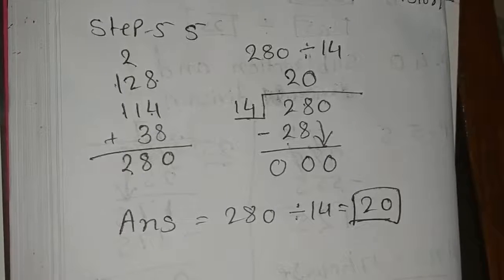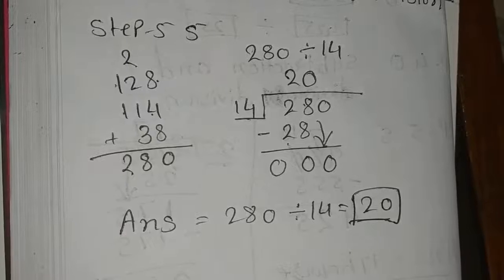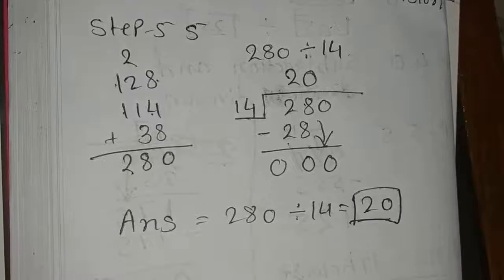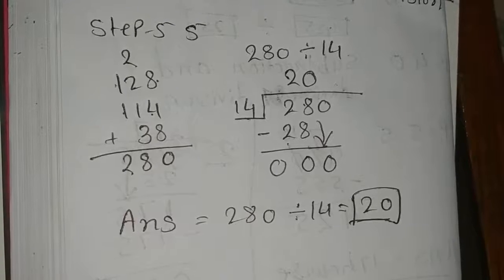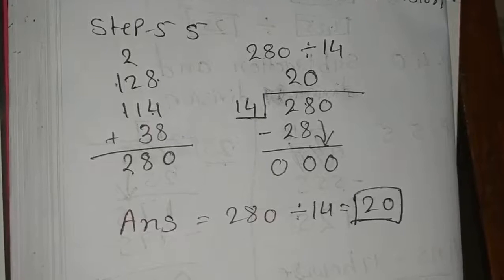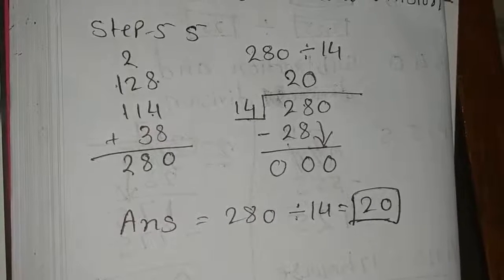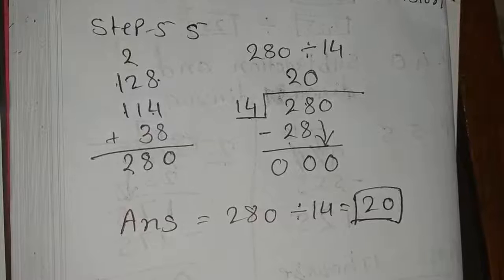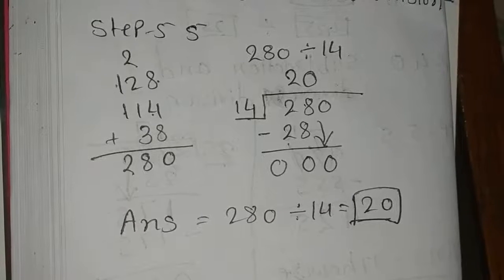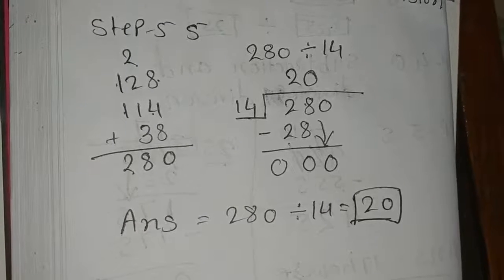Now students, we have completed two sums, sum number A and B. Now your homework is you have to complete sum number C and D. That one is your homework. Only two sums you have to do in your maths notebook.